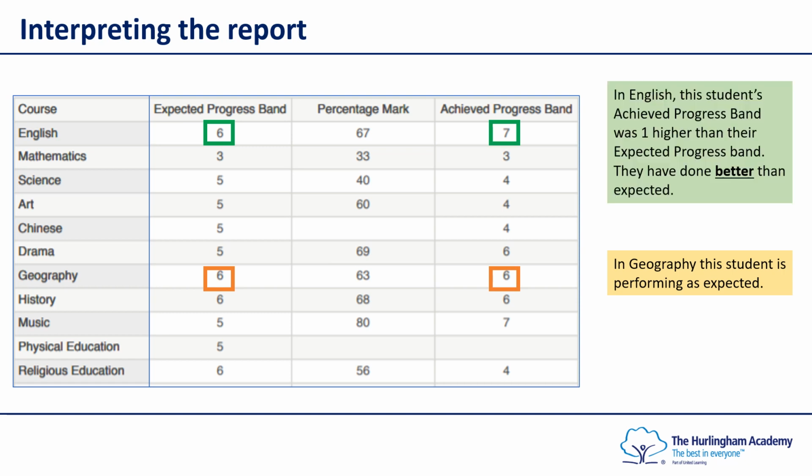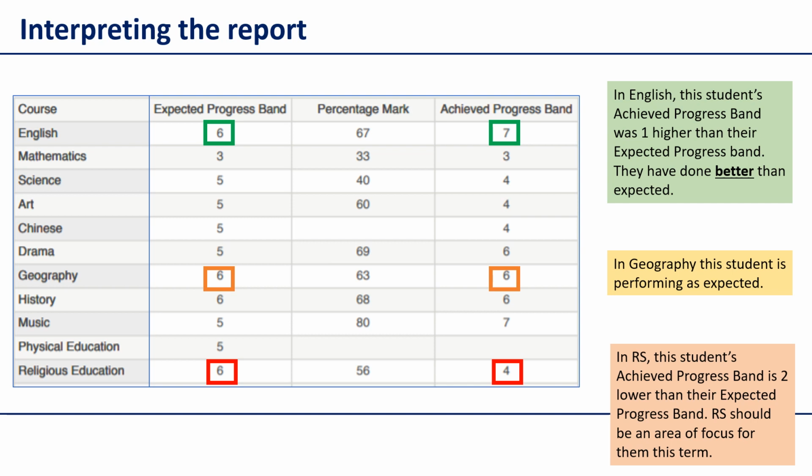In English, this student's achieved progress band was 1 higher than their expected progress band, and this means that they have done better than expected in this subject. However, in religious studies, this student's achieved progress band is 2 lower than their expected progress band. This means that religious studies should be an area of focus for this student next term.